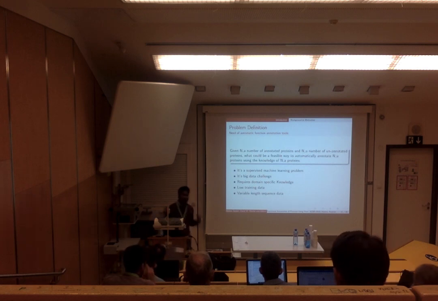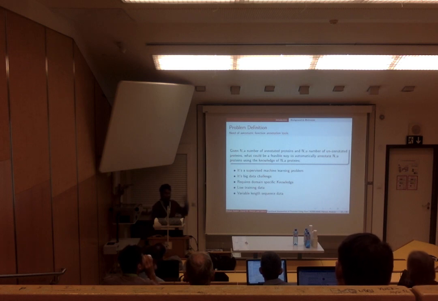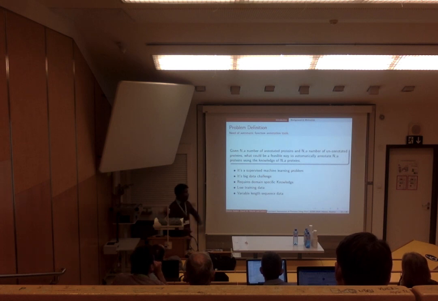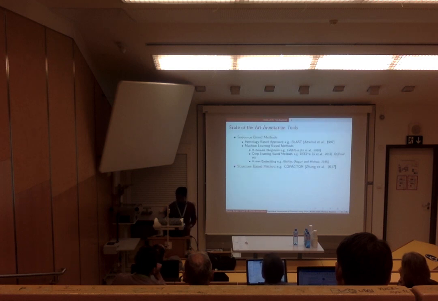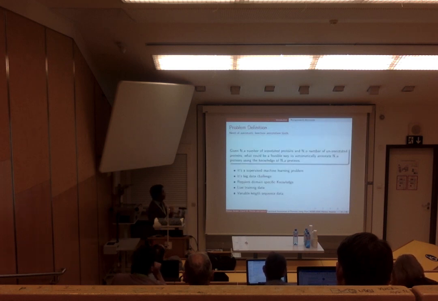It's a big data challenge because, as you can see, it's a huge data space, although the known proteins are very few. And another problem, if you're thinking of machine learning, is that variable length sequences are always a problem. I mean, you cannot have a vector with variable length sequences. So that's another problem. Well, this is basically the problem space.